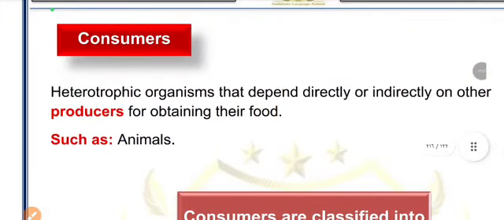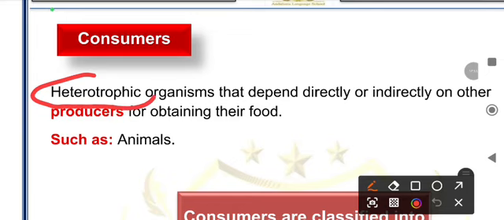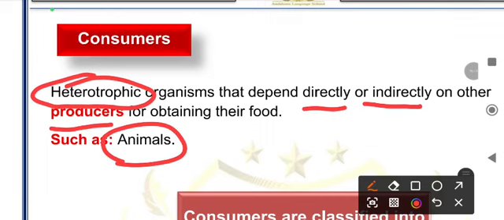Okay, consumers are heterotrophic organisms. They depend directly or indirectly on producers. They depend on producers to take their food. Producers can make their own food by using sunlight in the photosynthesis process, but consumers can't make their own food. They depend on producers, like animals, to obtain their food.